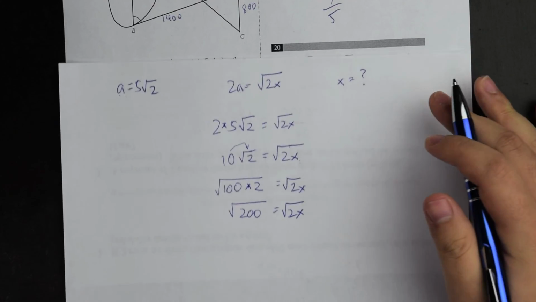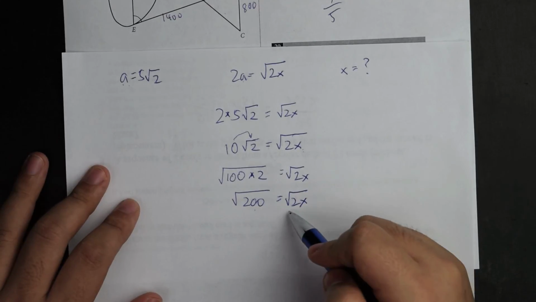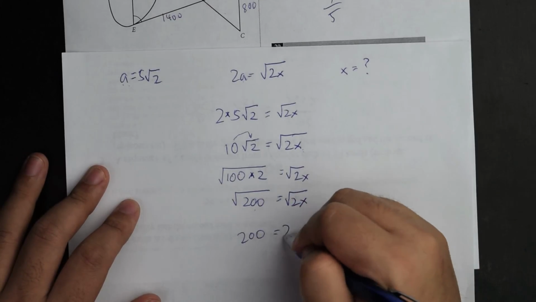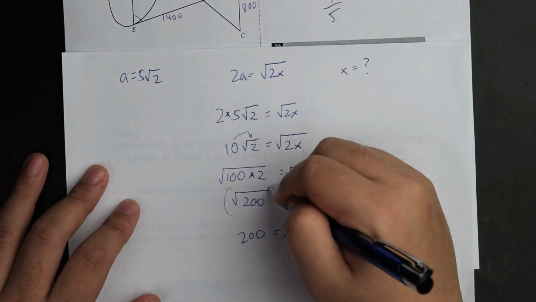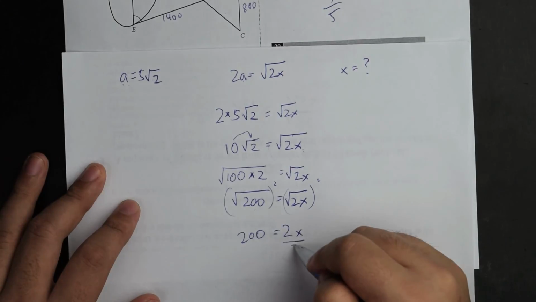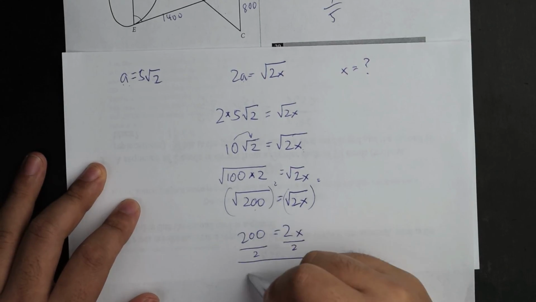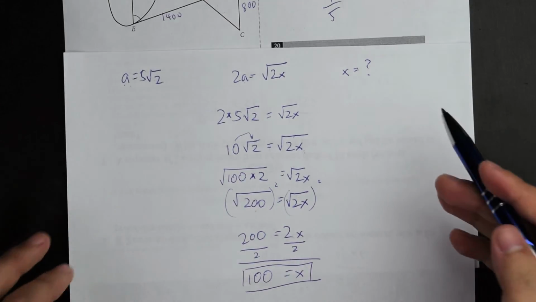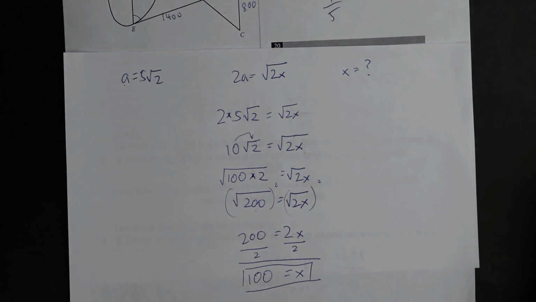Once I got to this point where it's square root of 200 and I have a square root on both sides, I could actually get rid of the square root. The way that works is that I square both sides and the square root disappears, and thus I could simply solve it out. I know my final answer is going to be x equals 100. That is my end goal, to solve for x. And thus, my final answer is 100.